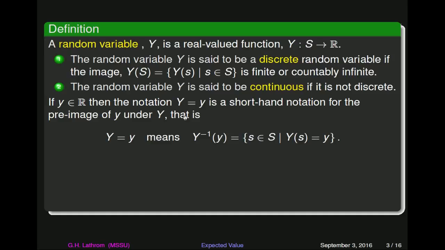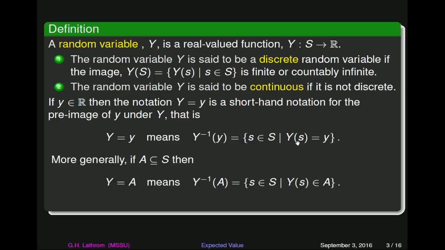And just to review some of the notation, if we've got some real number little y, then when we write capital Y is equal to little y, we're really meaning the preimage of little y under the function capital Y. That's really the set of elements in the sample space for which Y of s is equal to y. This is going to be a subset of our sample space. More generally, if A is a subset of the real numbers, then the notation Y is equal to A really just means the preimage of the set A under the function Y.